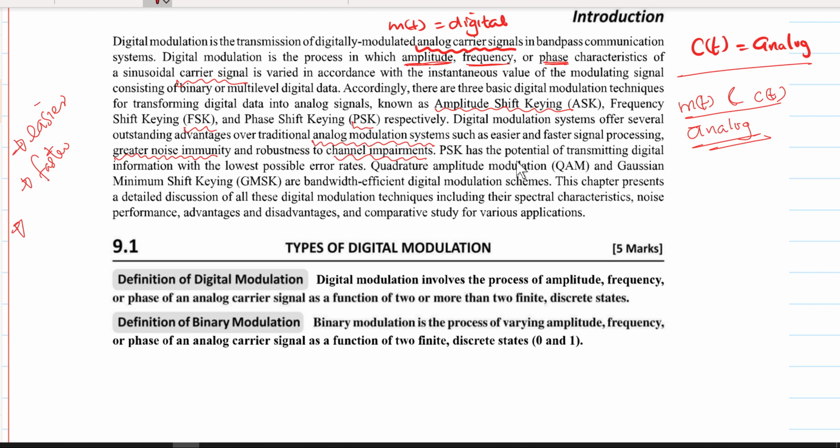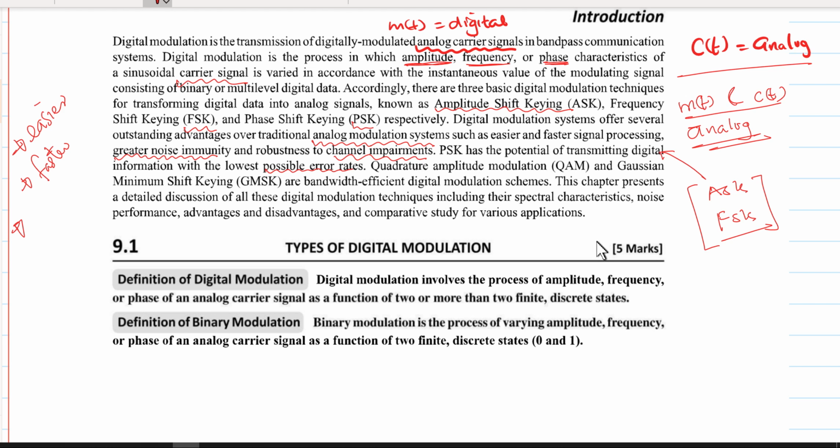But PSK has the potential of transmitting digital information with the lowest possible errors. So we actually observe that this one is way more advanced than both ASK and FSK. We'll observe that PSK has even more advanced versions way beyond what ASK can offer. We are also saying that QAM and GMSK are bandwidth efficient modulation techniques, and we will see them as the chapter progresses.